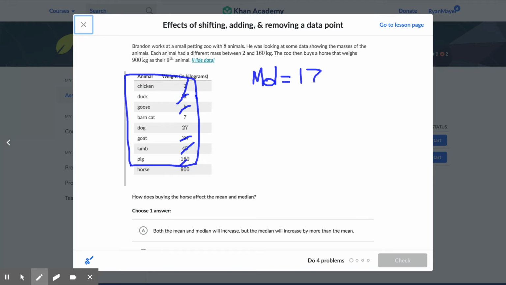Because again, the whole point of this lesson is, if I add some data or take away some data, what will that do to the median? Will that make it go up? Will it make it go down? If I add some data or take away some data, what will that do to the mean? Will it make it go up or make it go down?